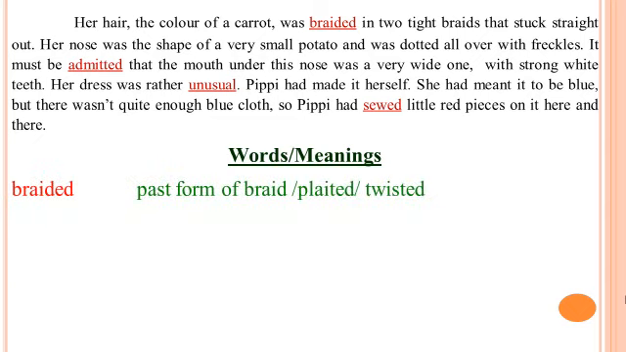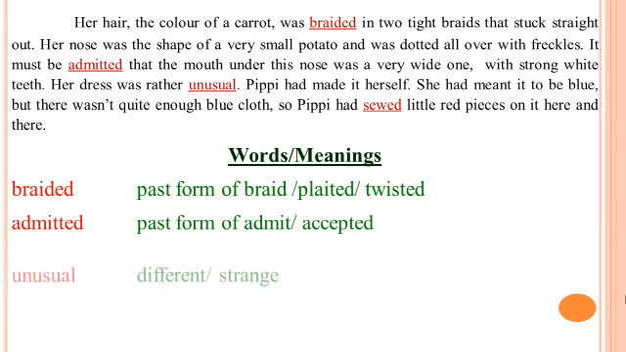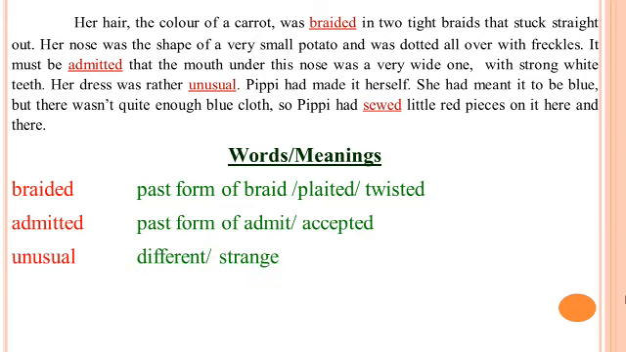So here comes the word braided, which is past form of braid and it means plaited or twisted. Admitted, which is past form of admit and it means accepted. Unusual, different or strange. Sewed, past form of sew, or stitched.